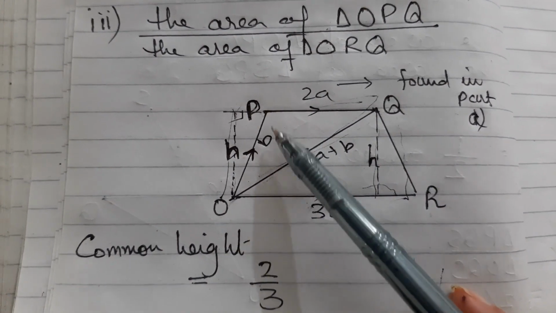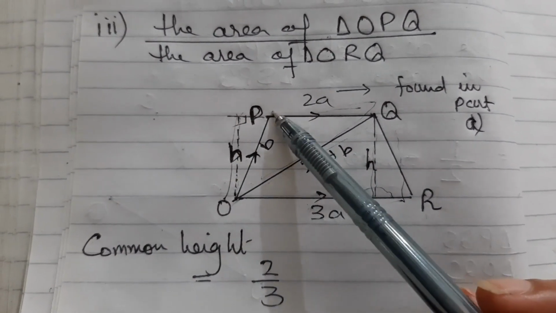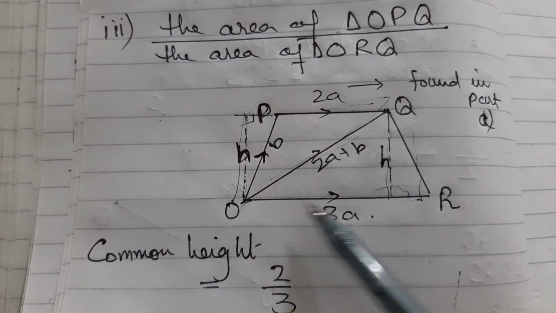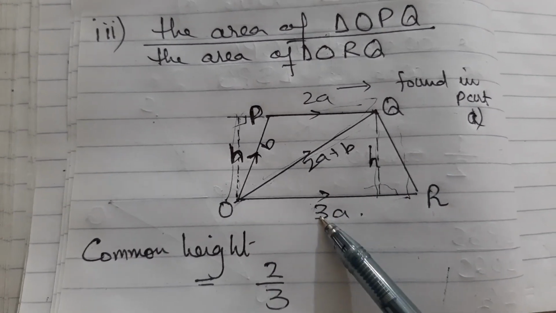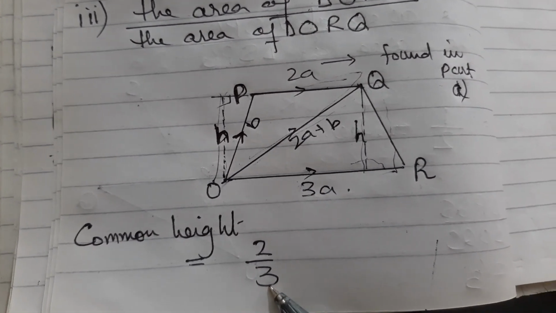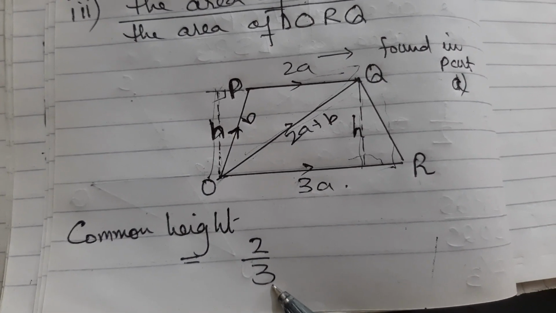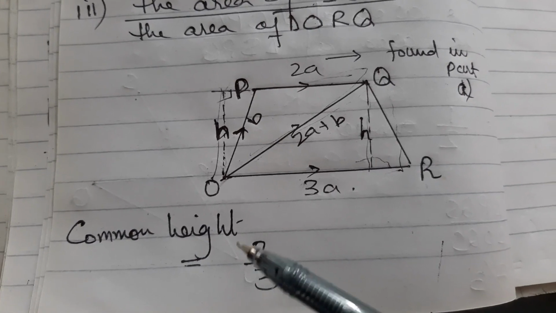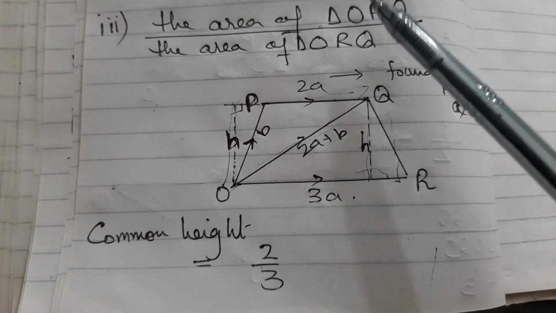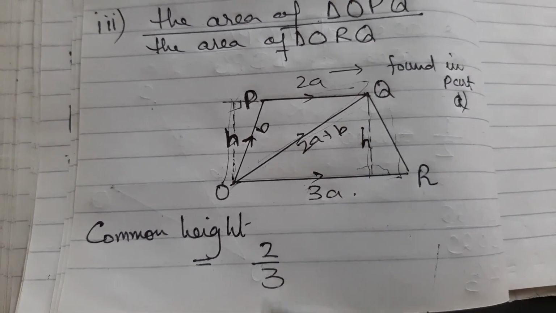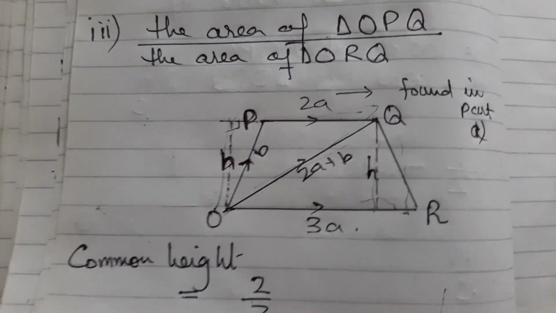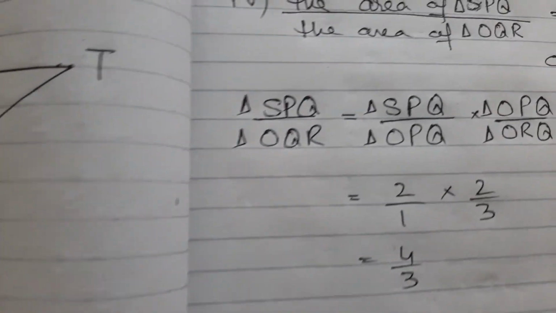So if you write the formula, it will be half into height into 2A, and this will be half into height into OR, which is 3A. So basically the bases are 2 and 3 because A is just a vector, so we will not consider it. So the numerical value of the ratio of the area of OPQ and ORQ will be 2/3. I hope it is clear. So now let's see the last part.